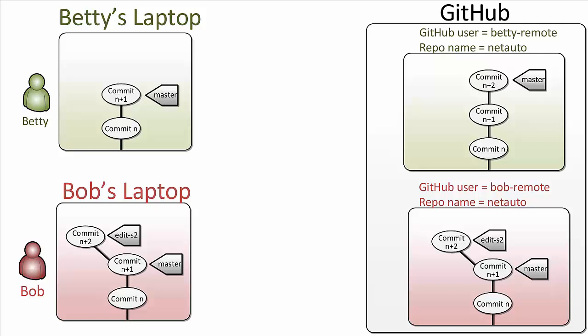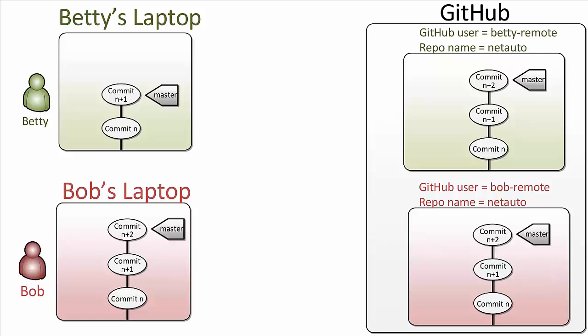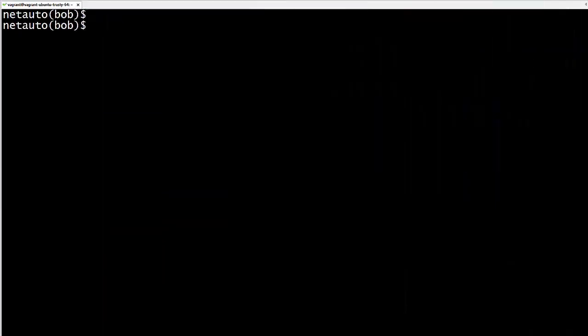If Betty does the merge, we can do some cleanup work. We can delete our edit-s2 branch locally and in GitHub. We can also resync our master branches locally and in GitHub. Let's do this work now. Here we are on Bob's system.